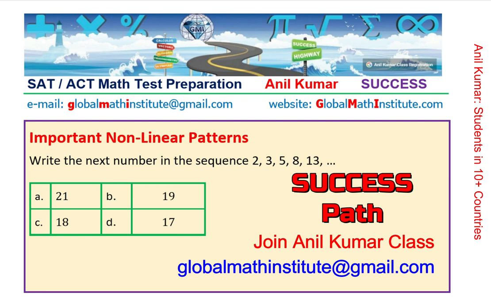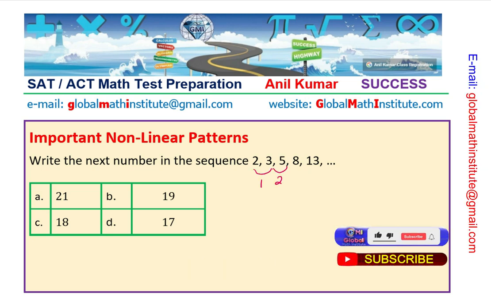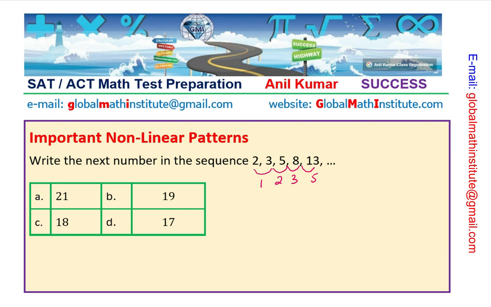Write the next number in the sequence 2, 3, 5, 8, 13. Now, if you look for the common difference, you see that the first one is 1, and then we have 2, and then we have 3. However, when you move from 8 to 13, we have a difference of 5. So there is no real relation between the two, and therefore we know it is nonlinear. However, we cannot use a standard way of finding a general term here.